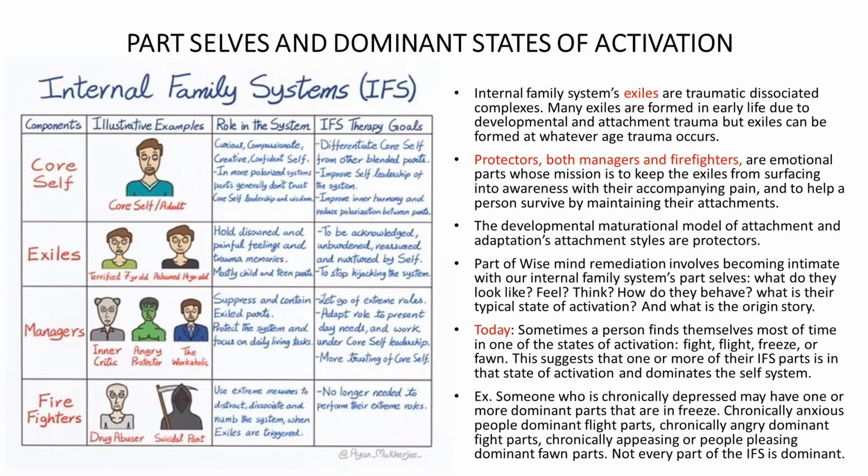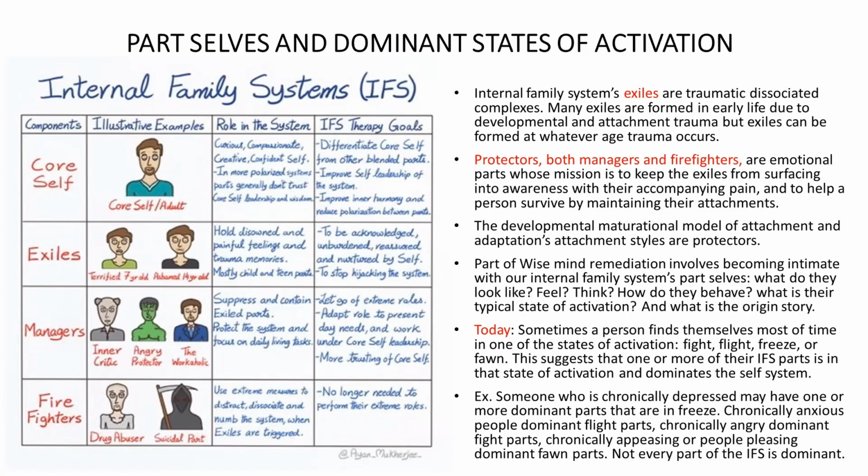Part of wise mind remediation involves becoming intimate with our internal family systems part selves. What do they look like, feel, think? How do they behave? What is the typical state of activation? And what is their origin story? Today, sometimes a person finds themselves most of the time in one of the states of activation, be it fight, flight, freeze, or fawn. This suggests that one or more of their internal family systems parts is in that state of activation and dominates the self system.